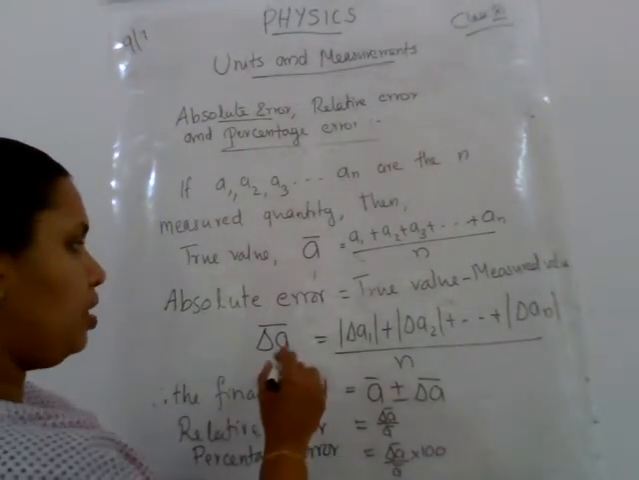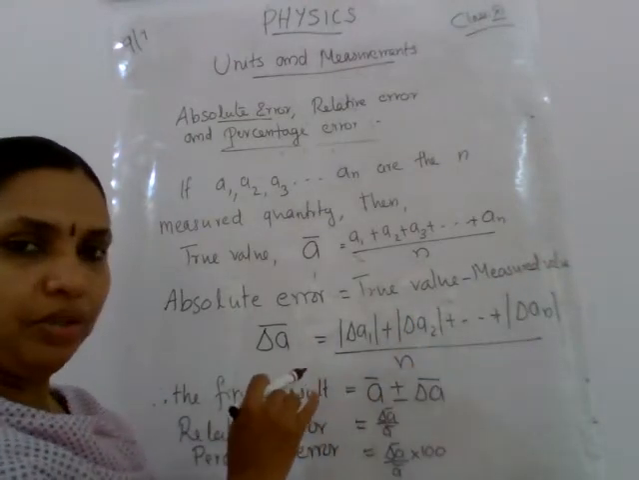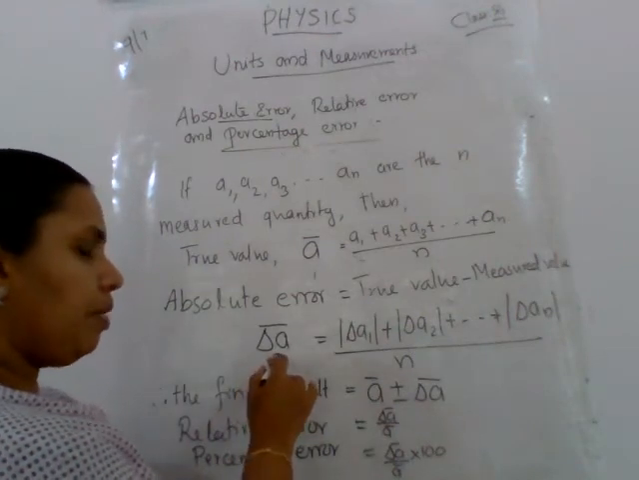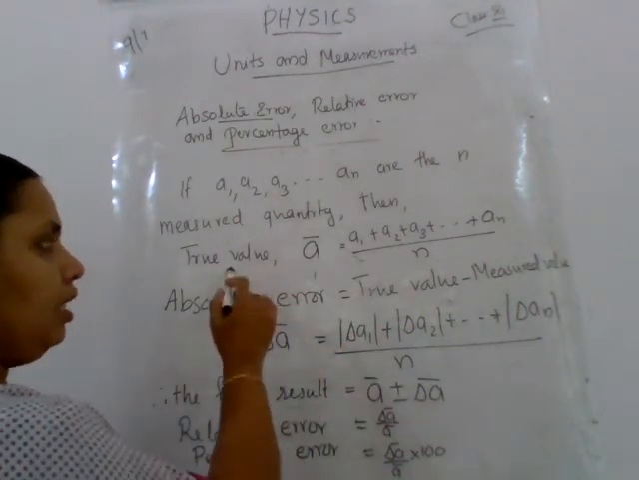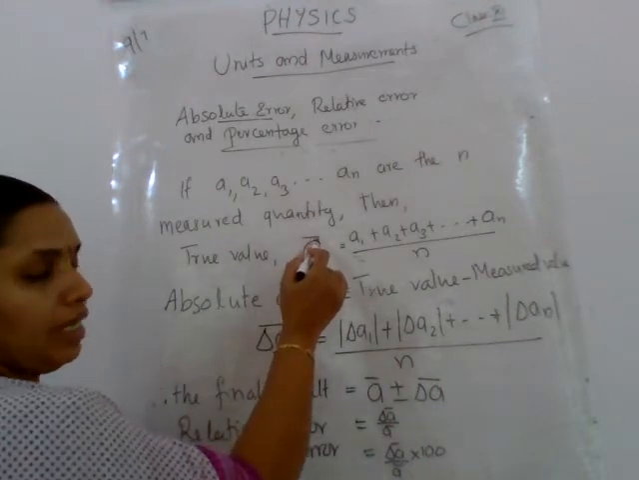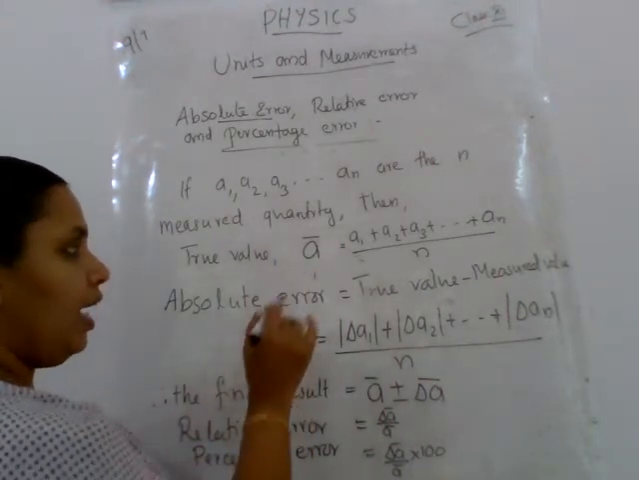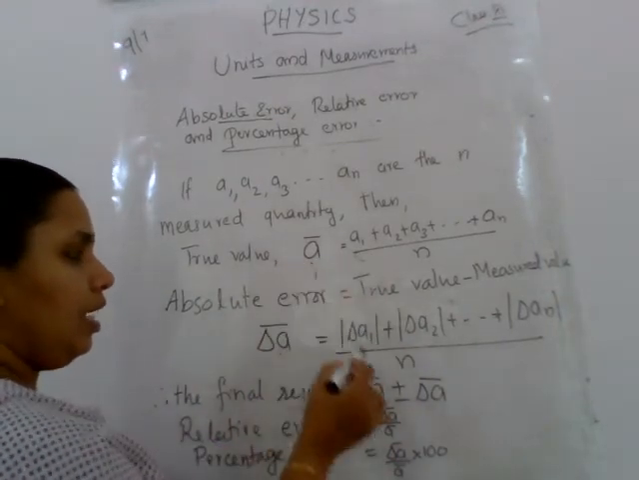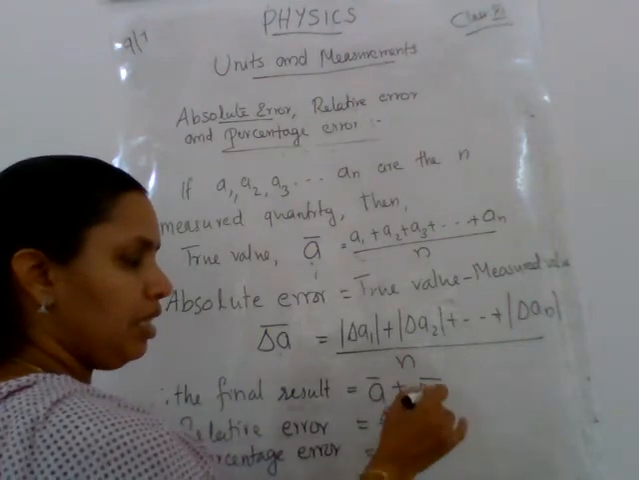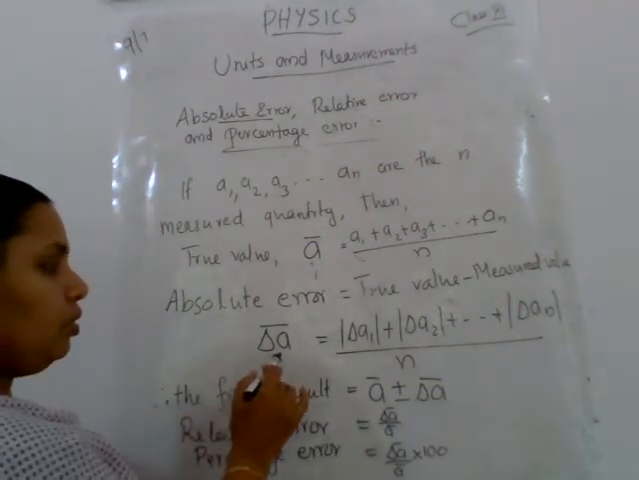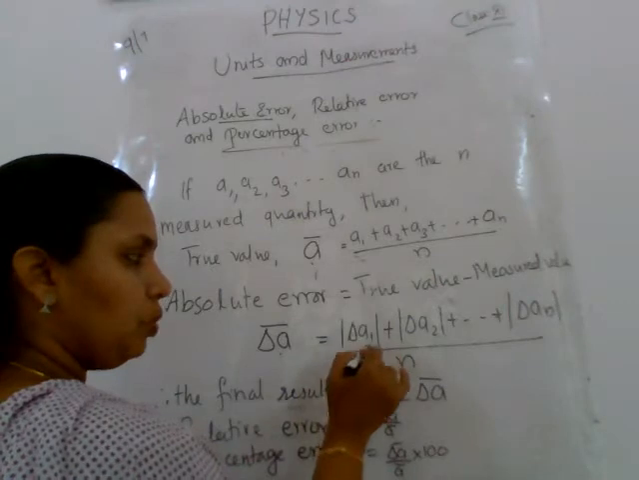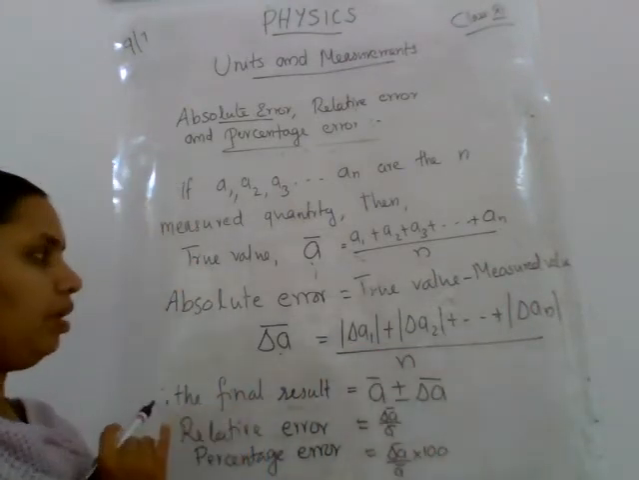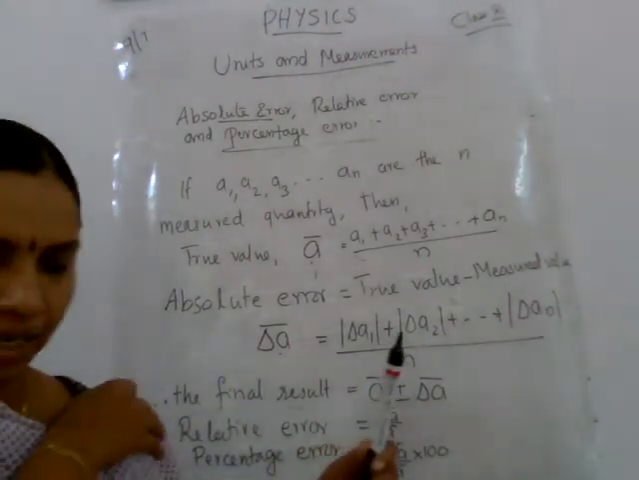So here absolute error is true value minus measured value, you can copy. Mean absolute error is equal to delta A bar. True value or average value, we can write it as A bar. Instead of writing A average, correct it and write it as A bar, because everywhere else we are taking it as A bar. So delta A bar is equal to the sum of these, which only represents the magnitude, divided by n. So that is the mean absolute error.